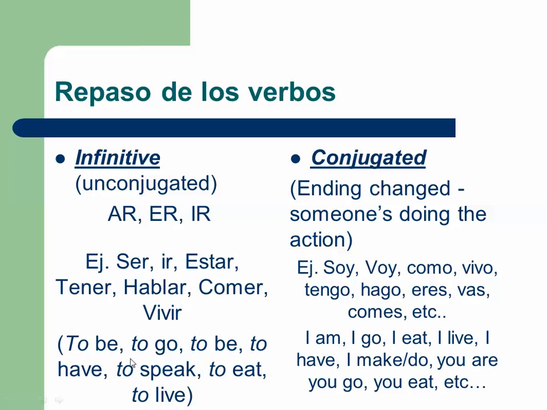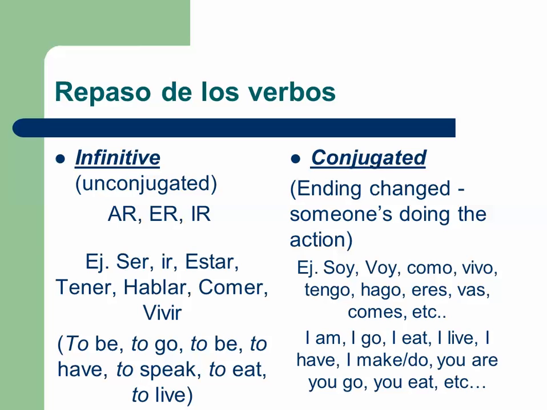What's the pattern that you see here? No one is doing the being or the going or the having or the speaking or the eating or the living. It's just the original form of the verb. That's what the AR, ER, and IR ending mean. It's essentially the equivalent of to be, to go, to have, to speak, to eat, to live. Once you conjugate, it's I am, I go, I eat, I live, I have, I make, you are, you go, you eat, etc. So that's the difference between infinitive and conjugated.